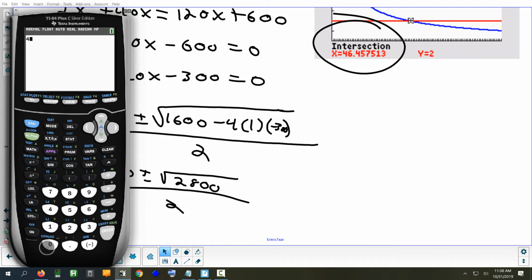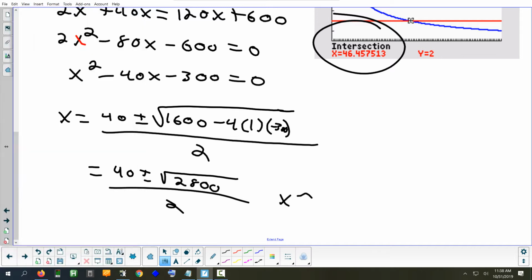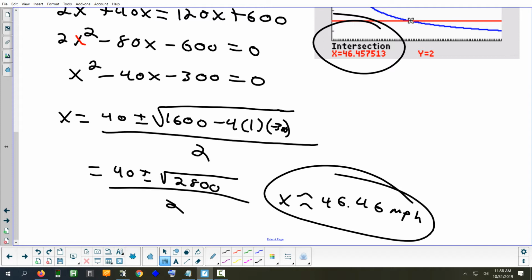So we got 40 plus the square root of 2800, divided by 2. 46.46 miles an hour. It's exactly what I got doing the graph. So that answer's the same. What do you think is going to happen when I do the other one? 40 minus the square root of 2800 divided by 2. You're going to get a negative, so I'm not even going to bother.